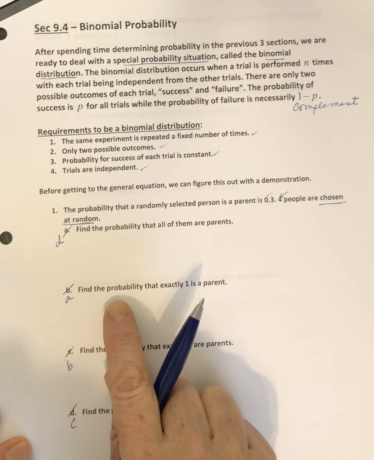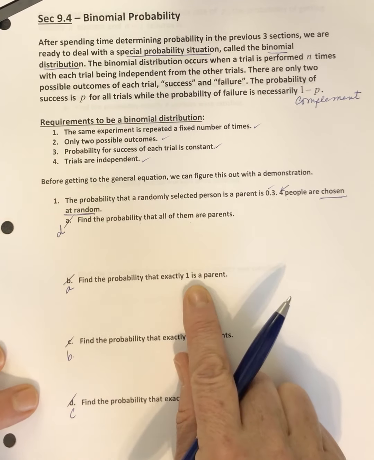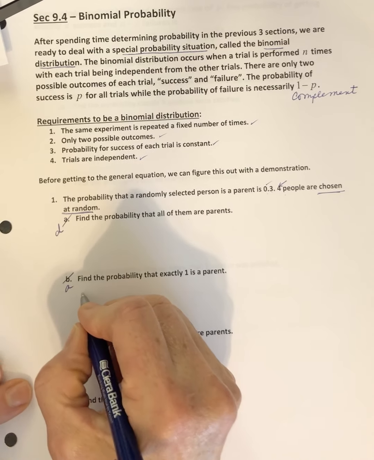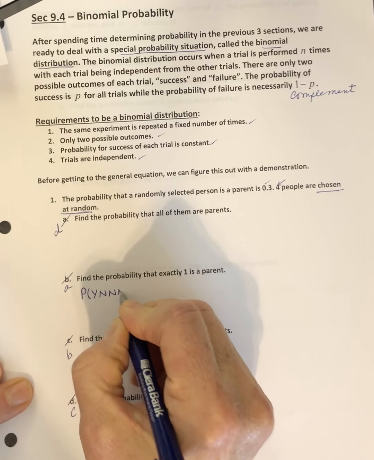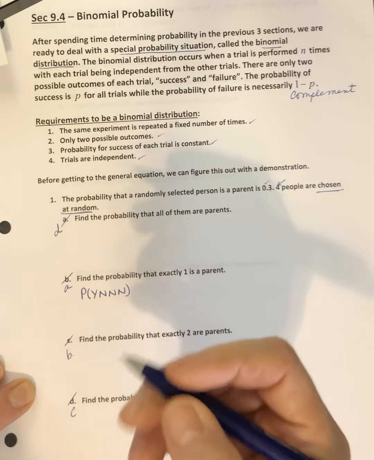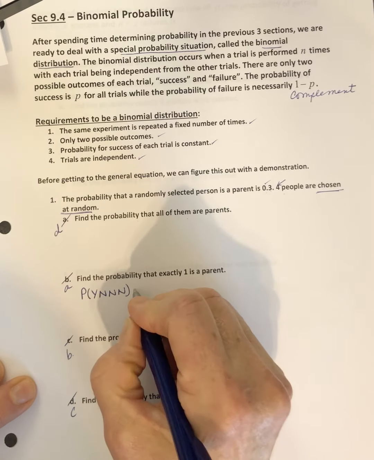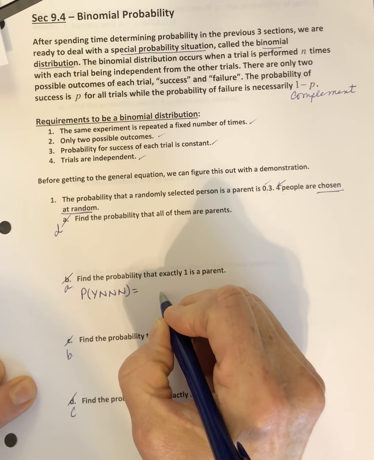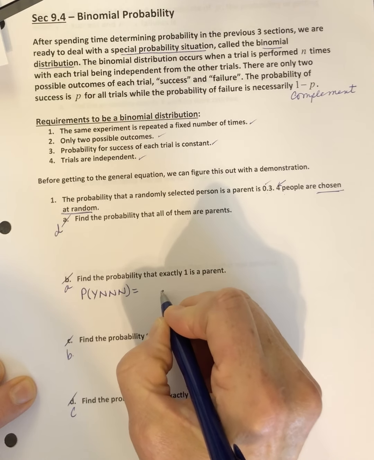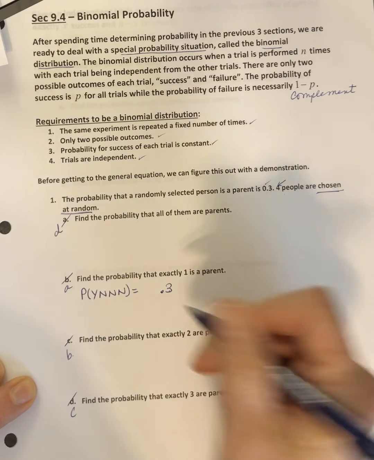So if I start out with my new number A, I want the probability that exactly 1 is a parent. So it's going to look something like this. Yes, no, no, no. Okay, let's just pick that one. So the probability, I'm going to leave a space here. The probability that this person is a parent is 3/10.